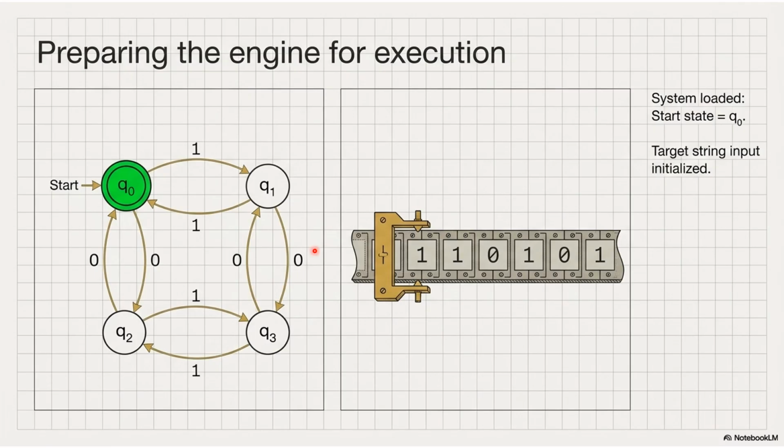So here the DFA starts at the starting state and loads the input string and prepares to process the symbols one by one. In this example, Q naught is the final state and also the starting state. The starting state is represented by a circle with an arrow, and the final state is represented as a double circle. In this example, Q naught acts as a starting state as well as the final state.